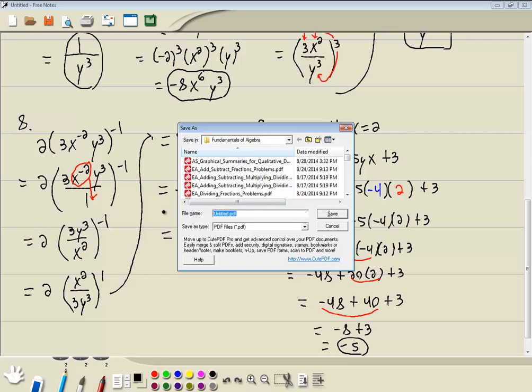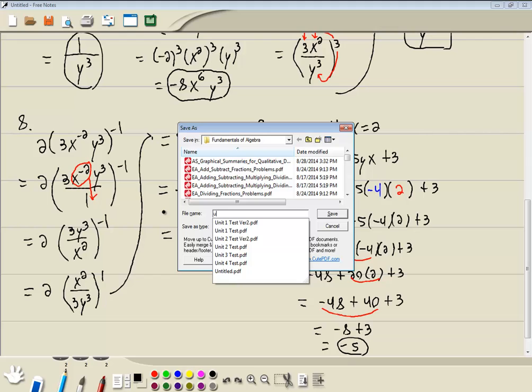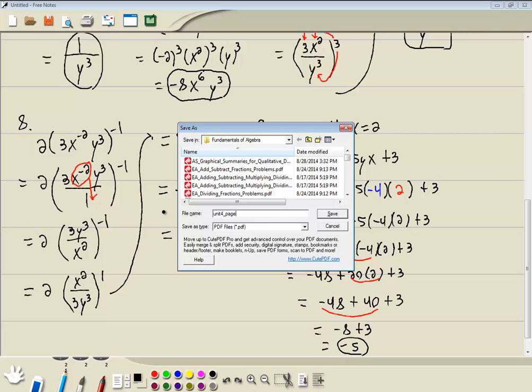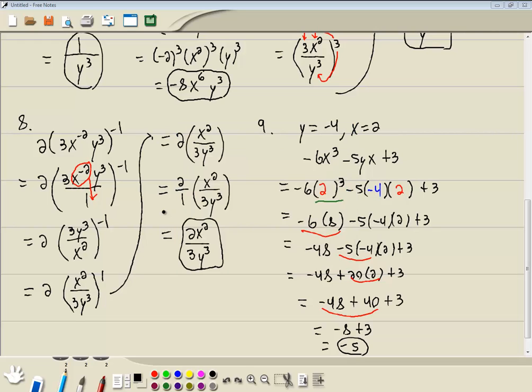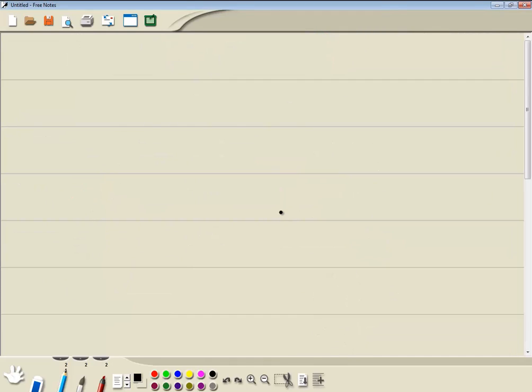And unit 4, page 01.pdf. Okay. Start a new page. And we'll look at problem number 10.